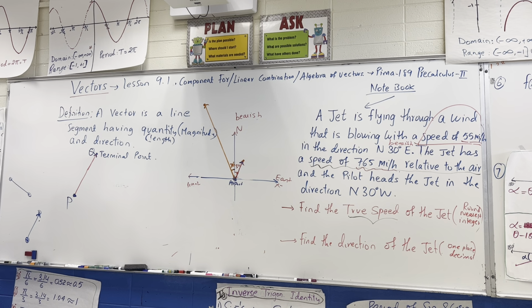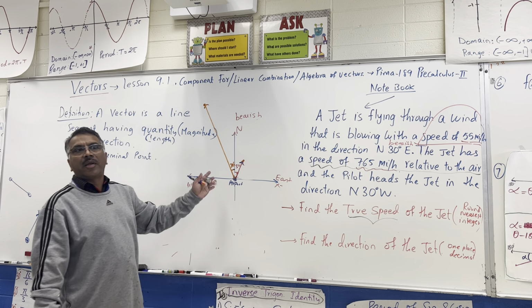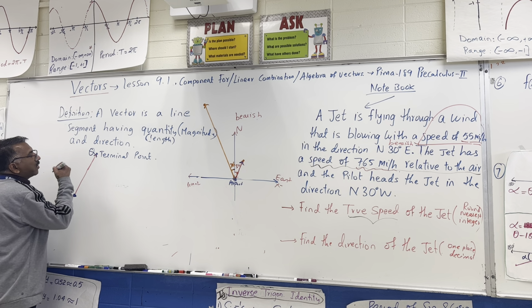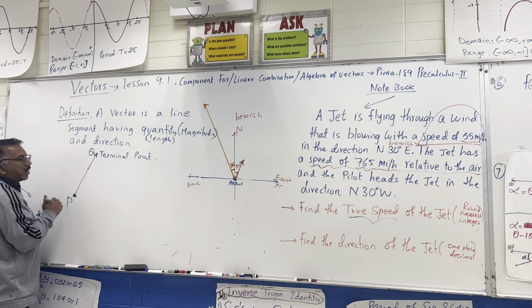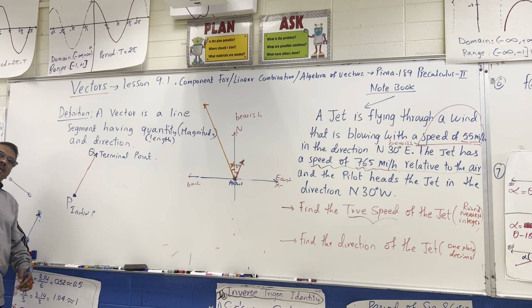In this example, it's the wind blowing, maybe that's it. The other one is the jet going on the northwest side. So that's our actual work, and now we build up the vector. So now the question is, this is the initial point, that's the terminal point. How do we represent this?